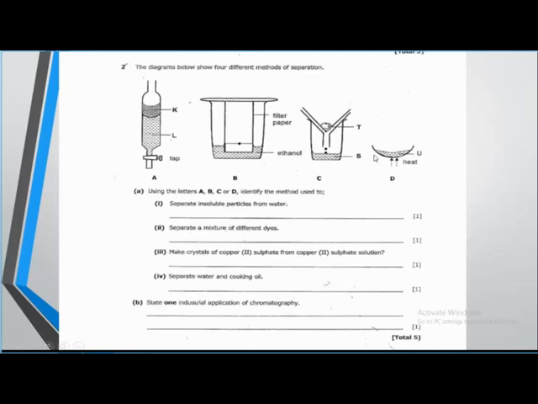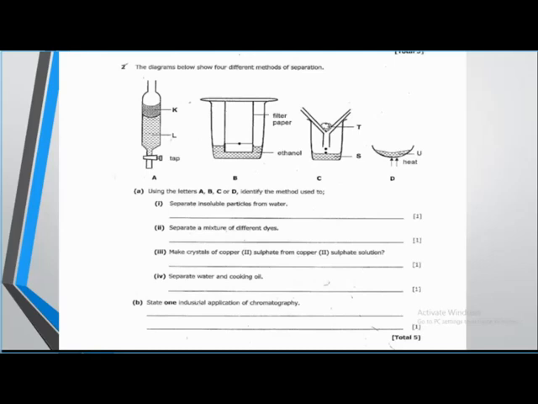D, this is the evaporating dish, representing crystallization. So crystallization is a process used to obtain a pure substance from the impure solution. Crystallization is the process used to obtain a pure soluble substance from the impure solution.